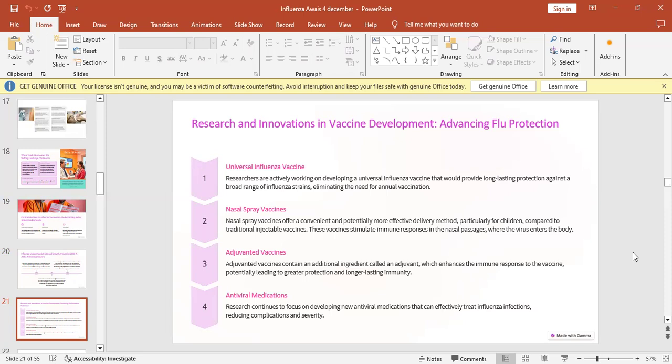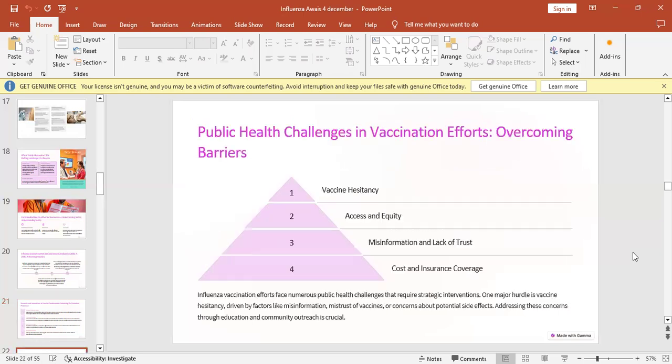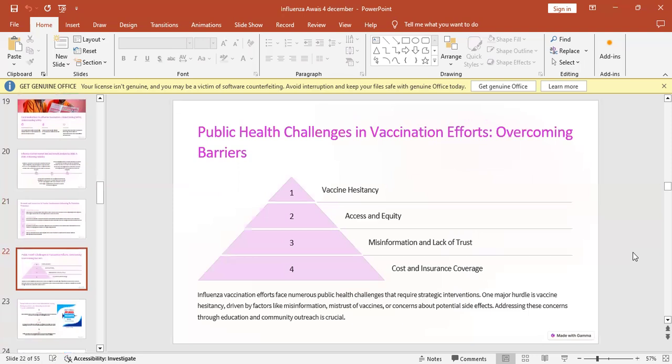Research continues to focus on developing new antiviral medication that can effectively treat influenza infections, reducing the complications and the severity of the infection. Now, the public health challenges in vaccination efforts, overcoming barriers. The first challenge in vaccination is vaccine hesitancy, access and equity, misinformation and lack of trust, and cost and insurance coverage.